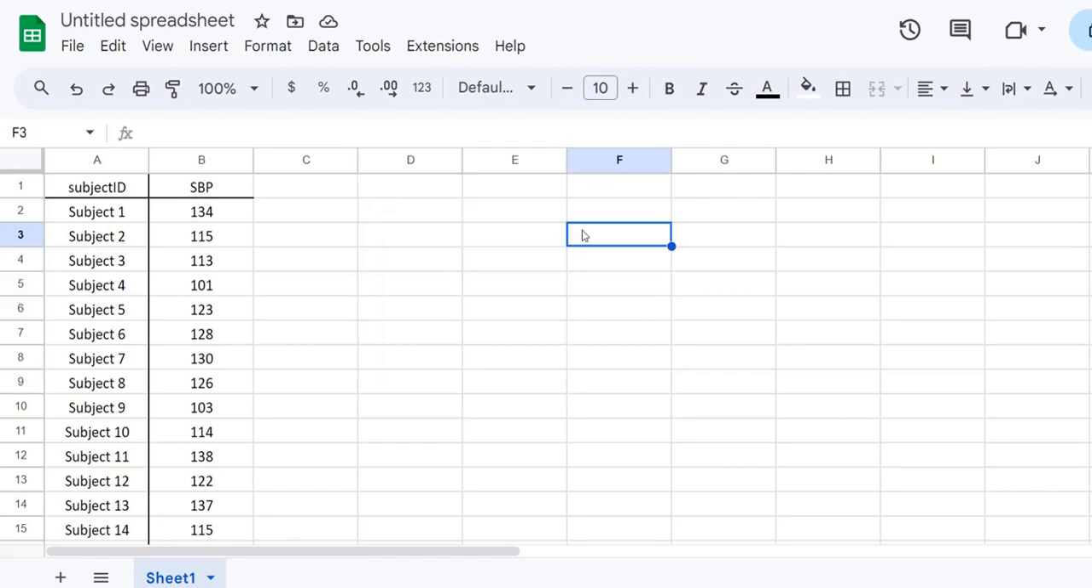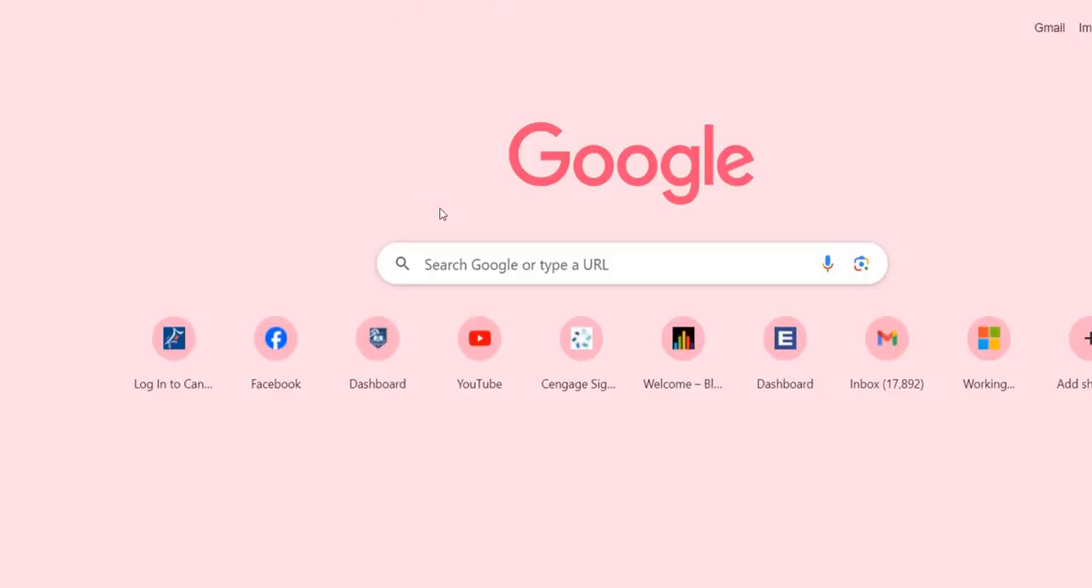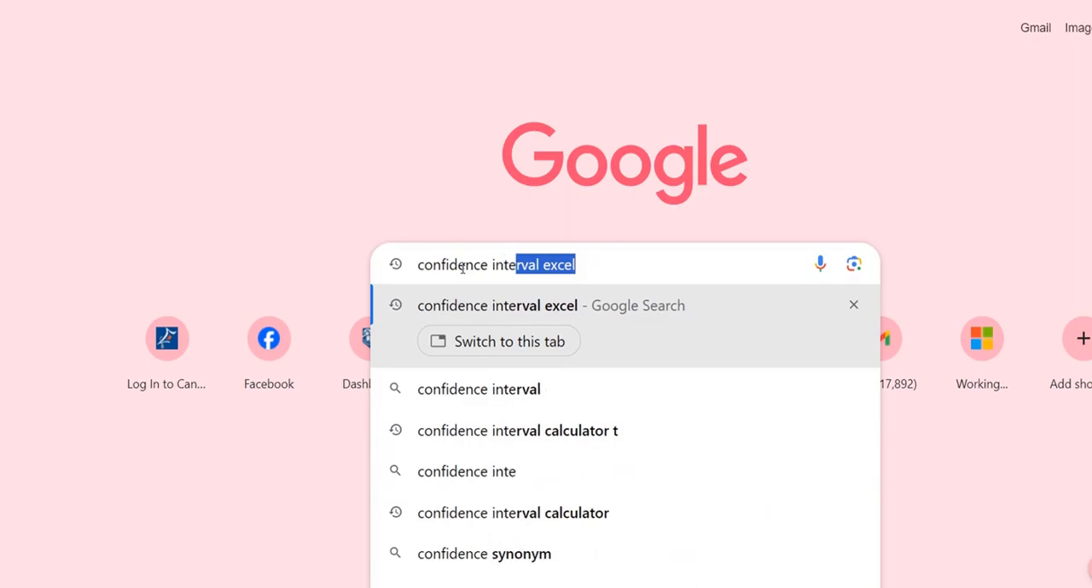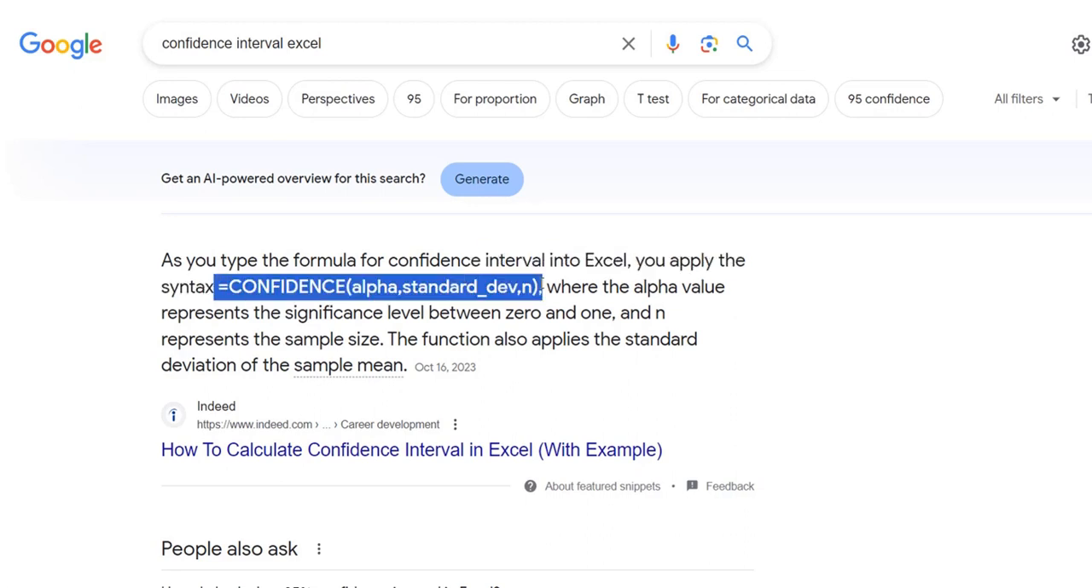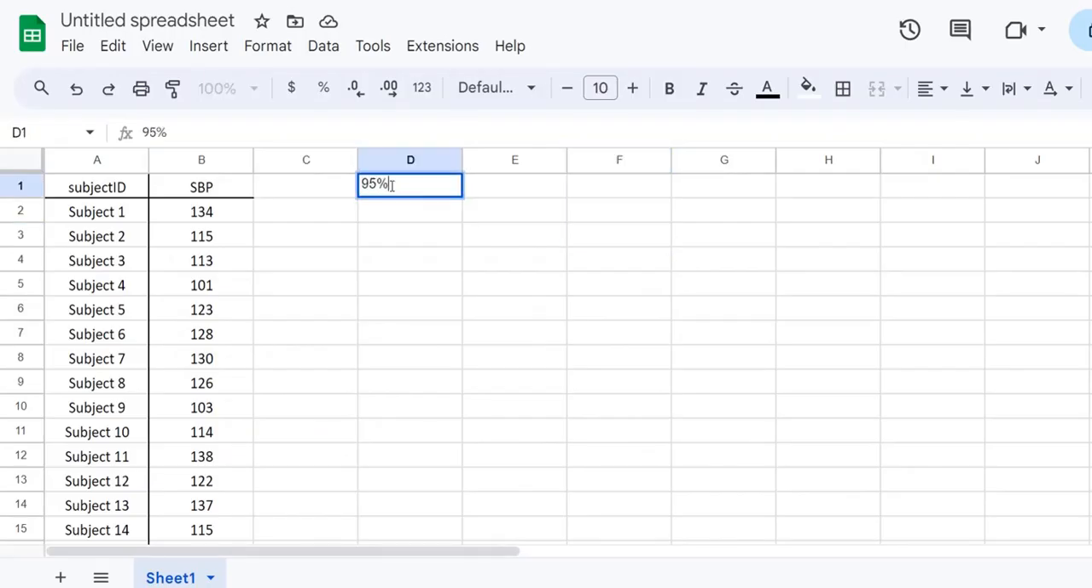Okay, so if we want to construct a confidence interval in Google Sheets, you can just Google search confidence interval Excel or use ChatGPT, and ChatGPT will get you something even better. And this is the command we're going to be typing in. The command needs to know an alpha, it needs to know a standard deviation, and it needs to know an n. So let's say I want to construct a 95% confidence interval.